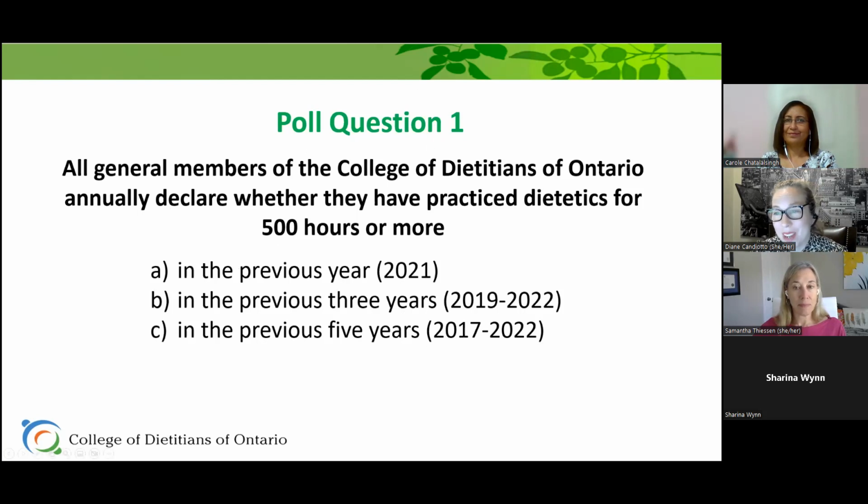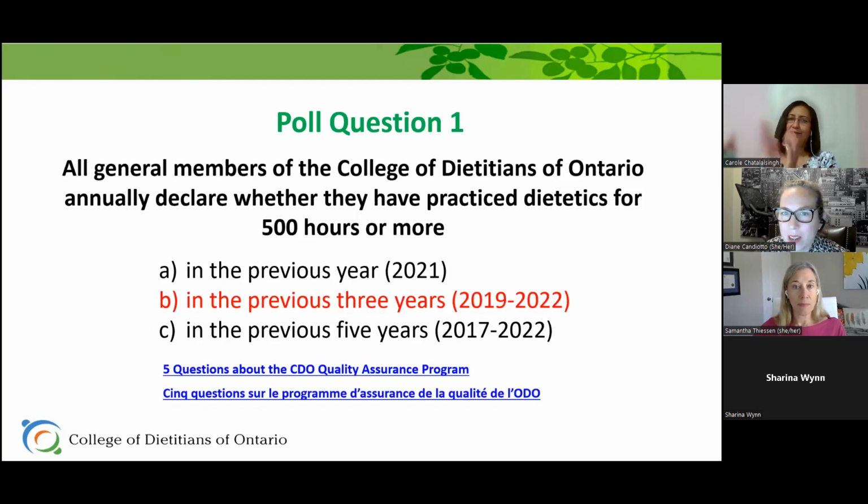So if you answered B, you're correct. This is underpinned by the role of the college to protect the public by regulating the profession in a way that promotes currency, competence, and safe practice. And so the currency hour requirement, like we've talked about, exists to ensure that we all remain current and competent in our practice. And sometimes there's confusion that the 500 hours is over a 1-year requirement, but it's 3 years.